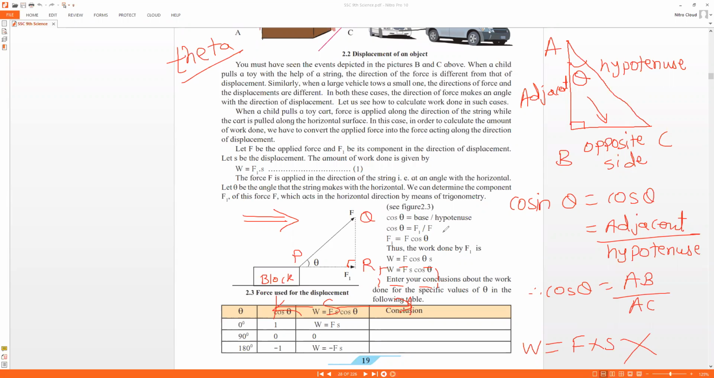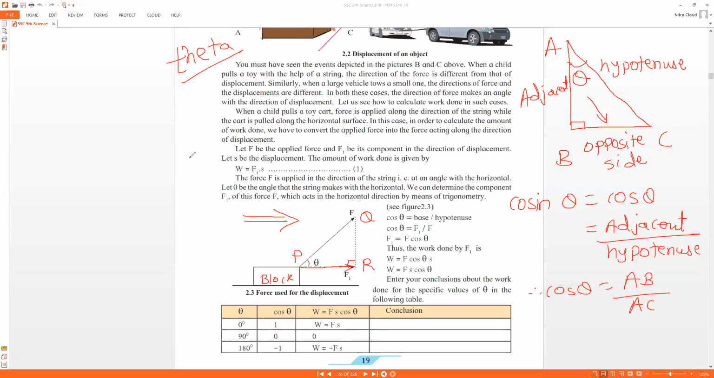Why? Because this force is inclined. This is not in line. It is not horizontal. It is not in the same direction as that of the motion, as that of the displacement. And hence, we cannot use this formula directly. So now what should we do? We should obtain a force which will be in the horizontal direction.